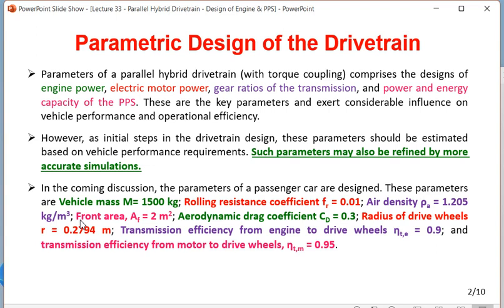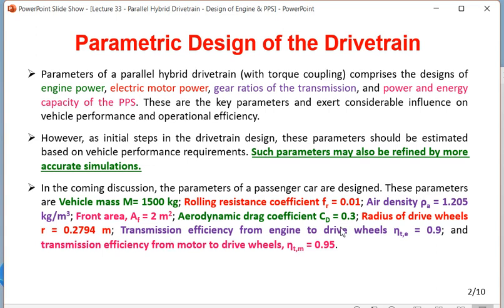In future, whenever you go for MATLAB or Simulink based design, all these variables are constants, like rho A, the air density. You have to remember all these things, and you can fit these values in your Simulink based design in future. Front area of the vehicle assumed is 2 meter square. This is a passenger vehicle that we are assuming. Aerodynamic drag coefficient is actually a function of humidity and temperature and all those things, but we are assuming it to be 0.3. Radius of the drive wheels, R, is equal to 0.2794 meter, almost 0.3 meters, that is 1 foot.